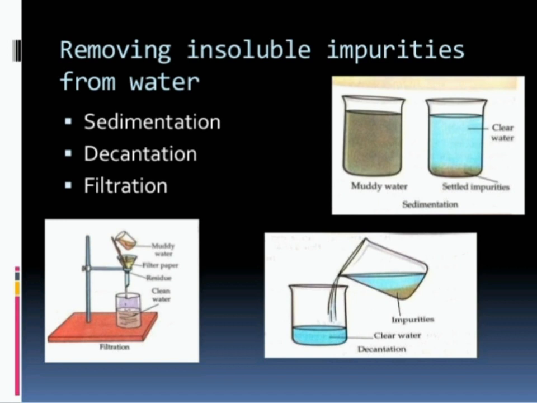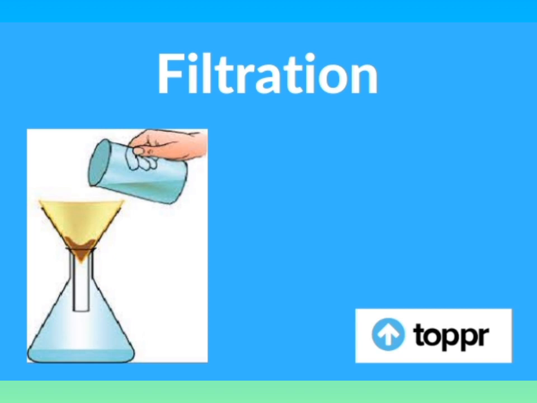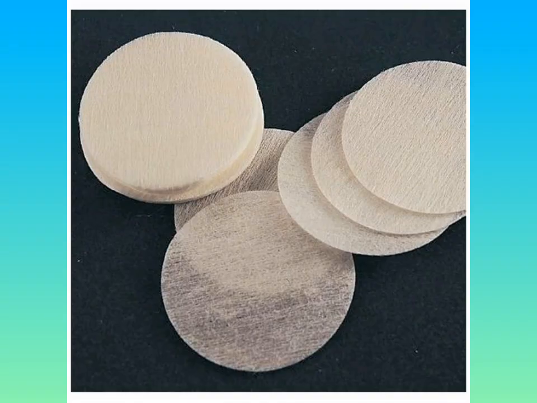First we will see about filtration. In this method, insoluble impurities are removed by passing the impure water through a filter paper. Now what is a filter paper? A filter paper is made of fiber and the surface has numerous small holes through which liquid particles can pass, while larger solid particles cannot pass. So the filter paper acts like a filter.